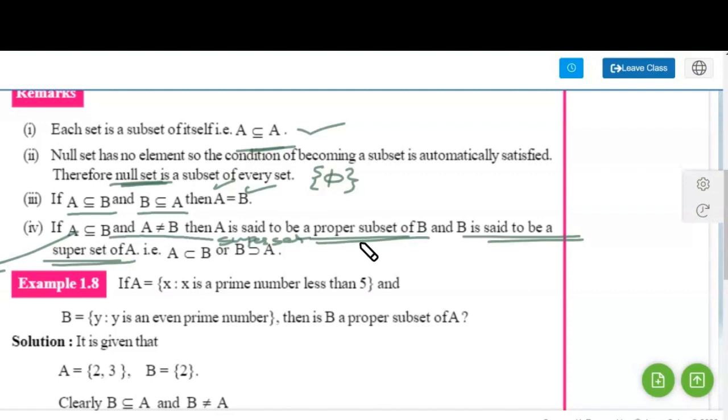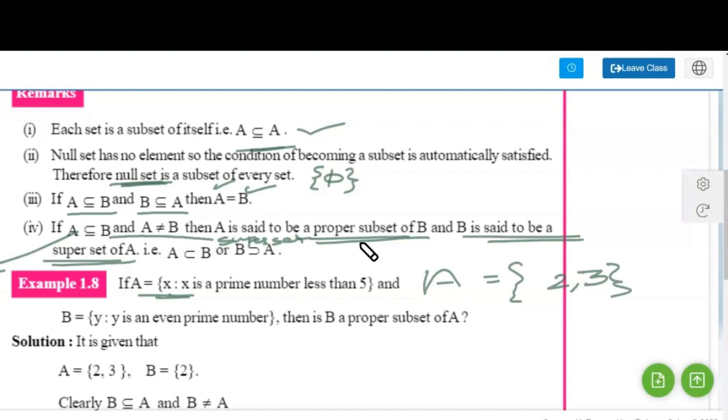Next, let's see the example. So the first example is, if A is x, where x is a prime number less than 5. Okay, so let's define this set. Let A be, what elements will be there inside A? Less than 5 means 4. 4 is not a prime number. 3 is a prime number. Then comes 2. 2 and 3 are the prime numbers lesser than 5.